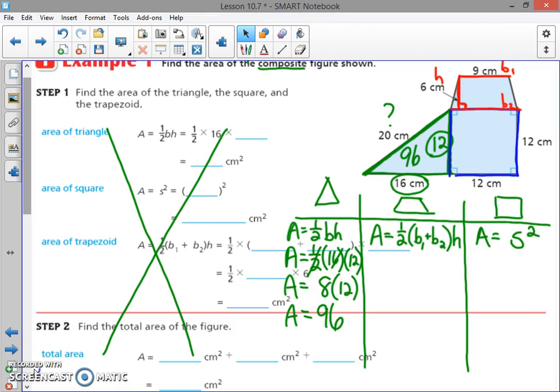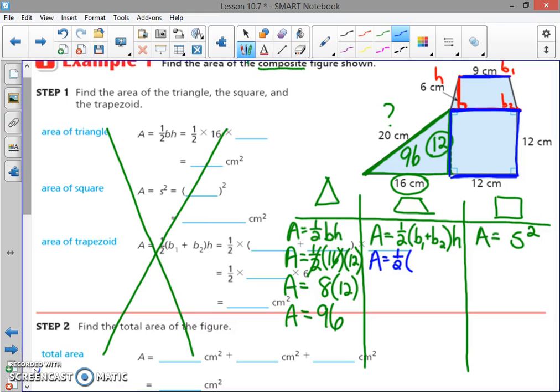Okay, now let's go to area of the trapezoid. Area equals 1/2. Our bases are 9, and this 12 is the same as this base, right? So our bases are 9 and 12, so we're going to add those together. And then we're going to times it by our height, which is 6. Okay, so the first thing I'm going to do is add together my bases, and I get 21.